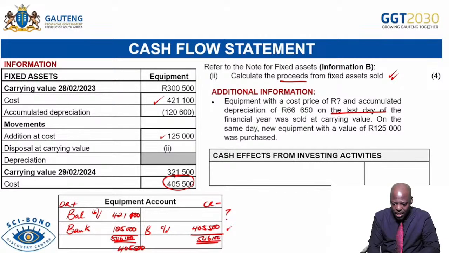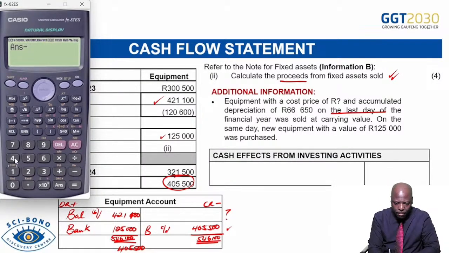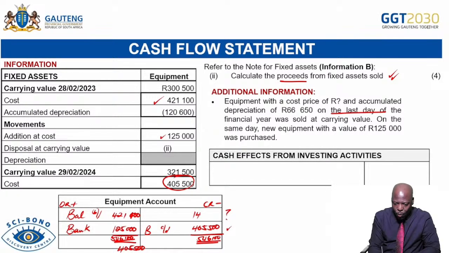Then I subtract the 405,500. Then I say minus 405,500. And then I'll get 140,600. So here I'm going to get 140,600. Okay, and then that is going to be now my asset disposal.